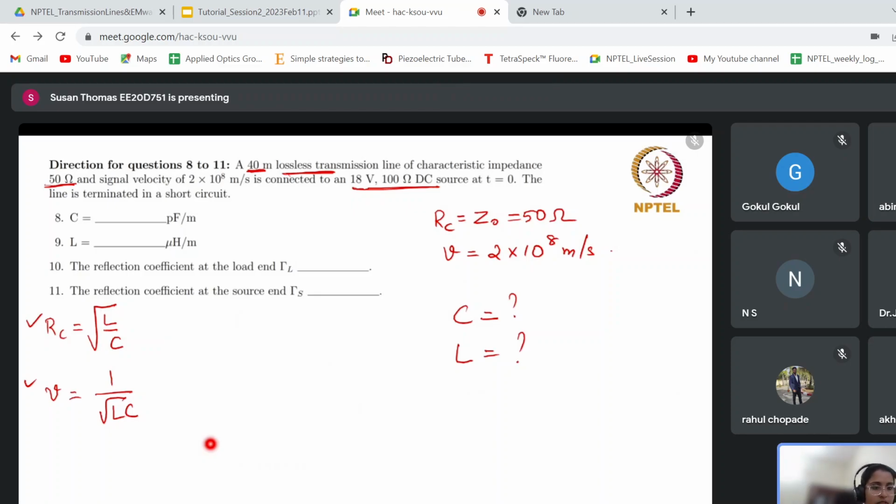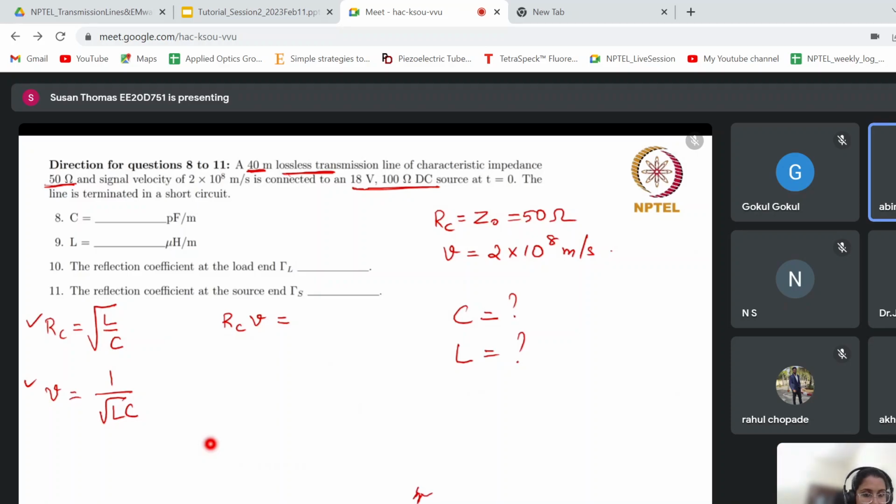So I hope you could try something. So the clue is RC into V. If you take RC into V, what do you get? Root of L by C into 1 by root LC. Yeah, I think there are a few answers already.